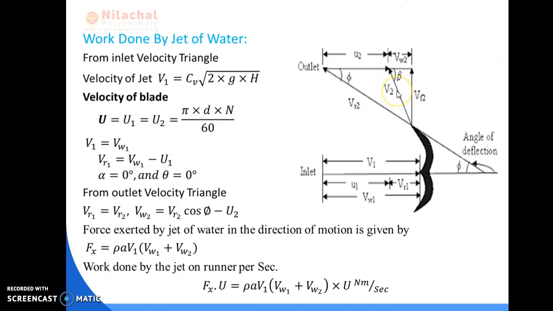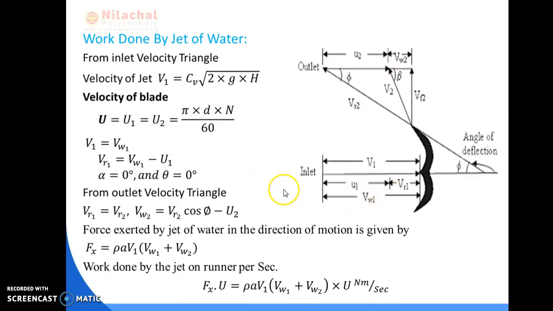The V2 line is making an angle of beta, and because it is at an angle, we get two values: one is Vf2, another is Vw2. Vf2 is the vertical component, and Vw2 is the horizontal component. Vw1 and Vw2 are the whirling components of the velocity of the jet of water. This whirling component of velocity causes the movement of the blade. So at inlet it is Vw1, at outlet it is Vw2.